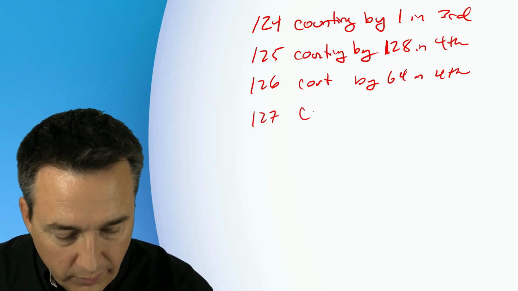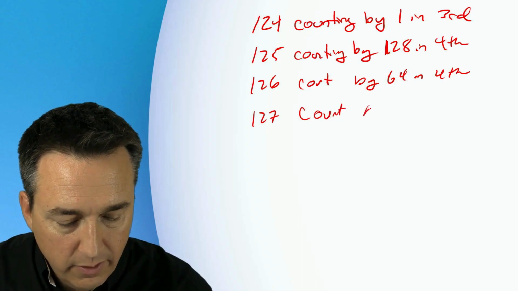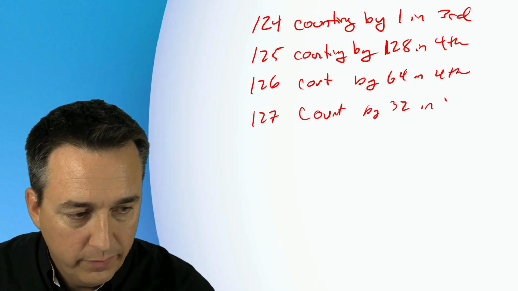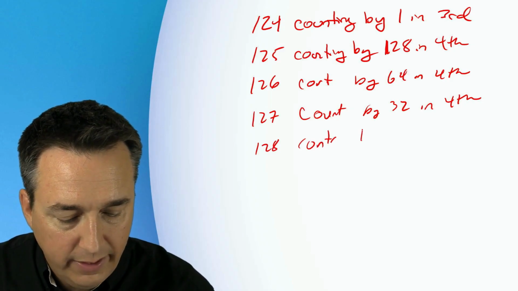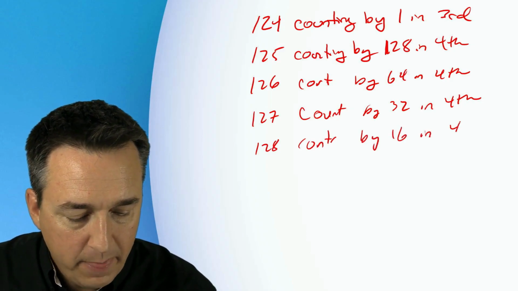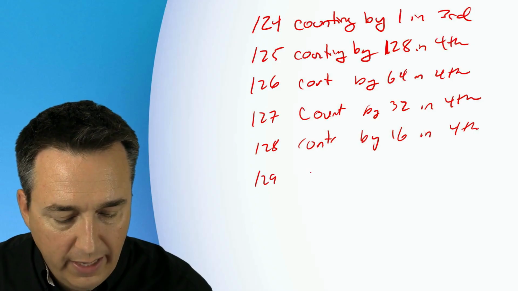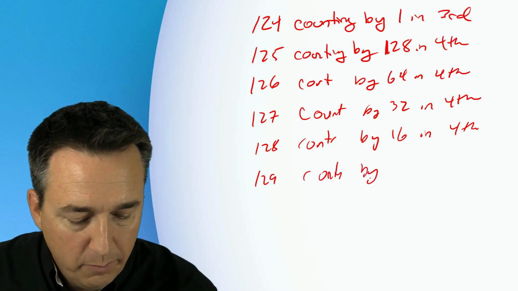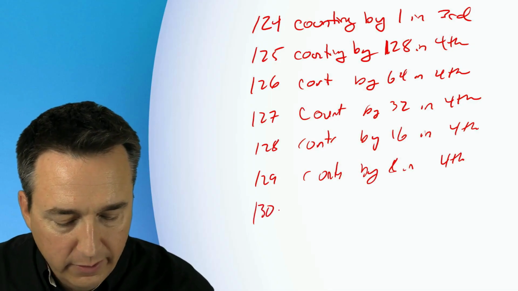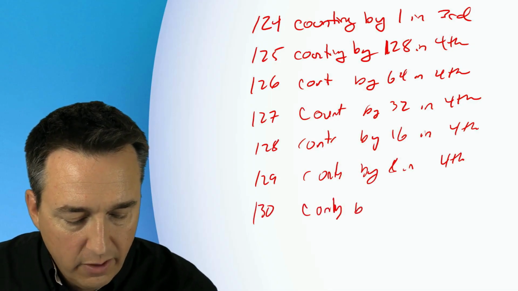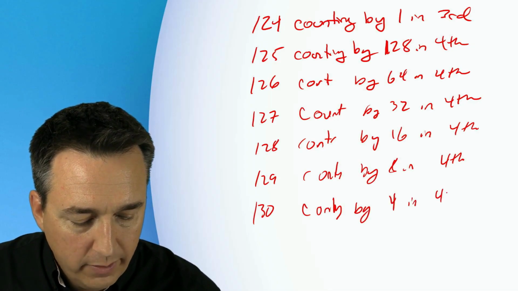If you're a /27, you're counting by 32 in the fourth. If you're a /28, you're counting by 16 in the fourth. If you're a /29, you're always counting by 8 in the fourth. If you're a /30, you're always counting by 4 in the fourth.